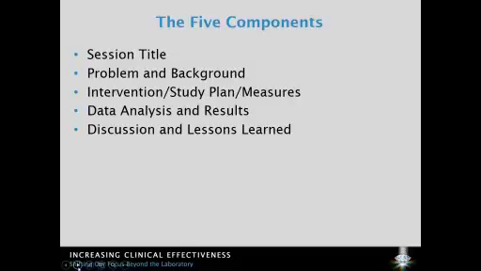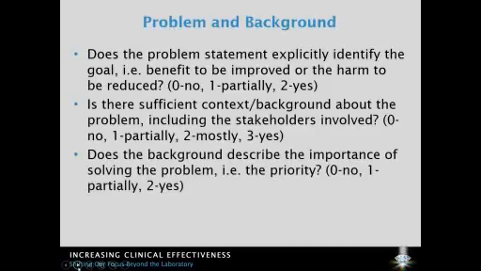The 5 components of what you will submit online are the session title, the problem and background, the intervention, study plan and measures, data analysis and results, and discussion and lessons learned. What we're going to do today is give you the scoring sheet, the cheat sheet of how your abstract will be evaluated. Using this, you should be able to submit something that will be scored very high. Let's start out with the problem and background.